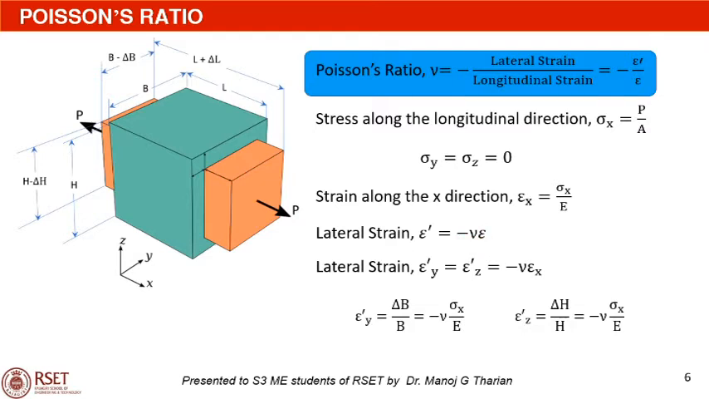In the case of a homogeneous material which is isotropic, the value of Poisson's ratio along any direction in the material will be the same.